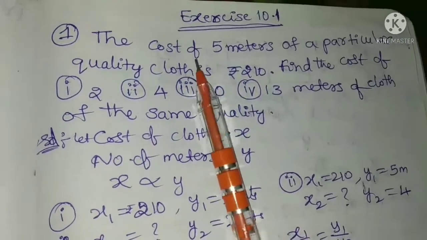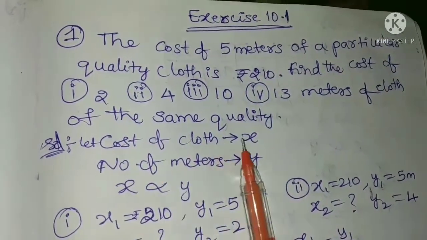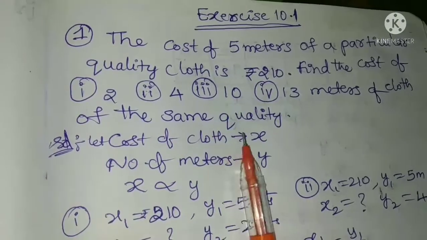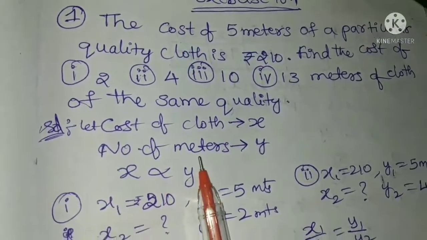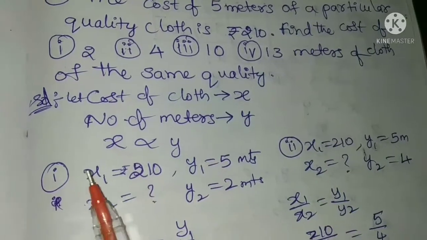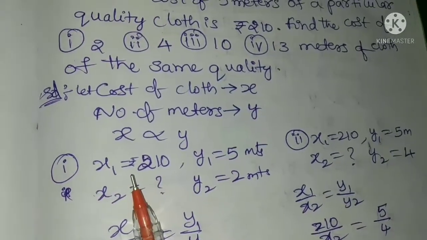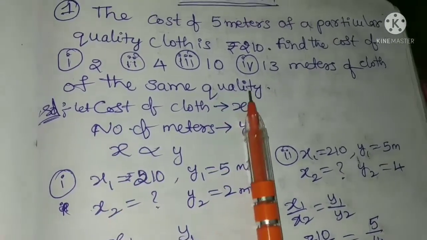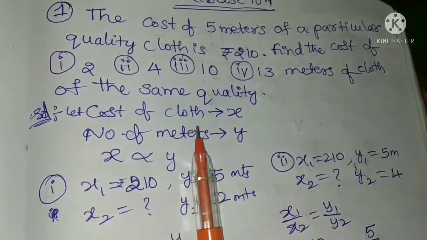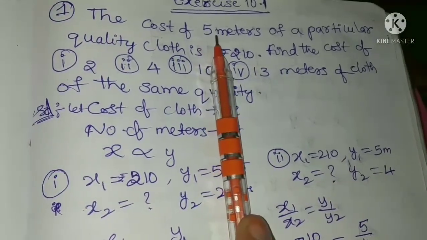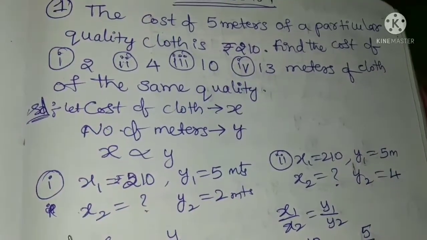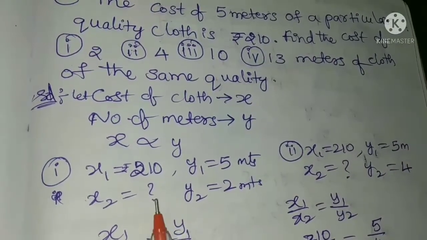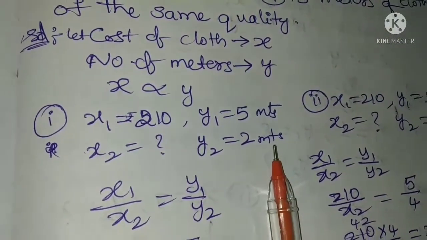Here, let us take cost of cloth as X and number of meters as Y, and we know cost of cloth is directly proportional to number of meters. Means if we buy more meters, more cost, less meters, less cost. So now X is directly proportional to Y. This is the proportionality symbol. Here x1 we take 210 rupees cost of cloth, and we get 5 meters of cloth. Next, for 2 meters, what is the cost? So cost question mark and cloth 2 meters.